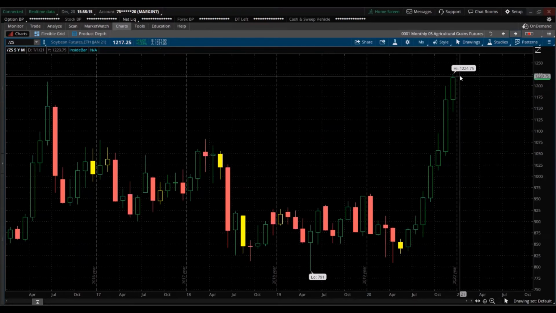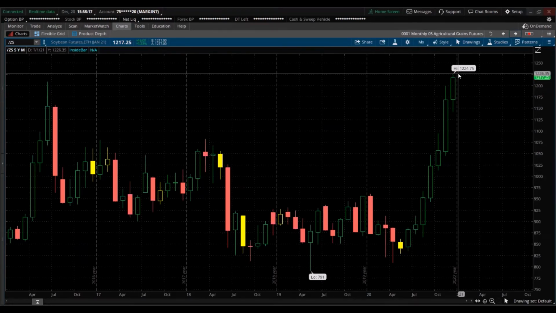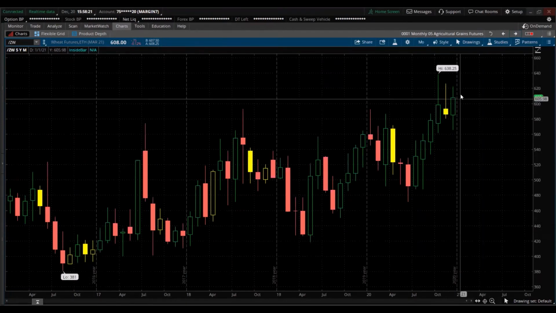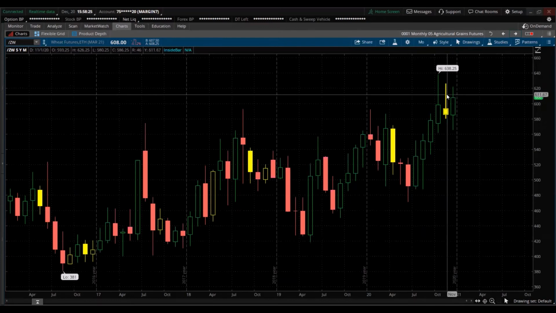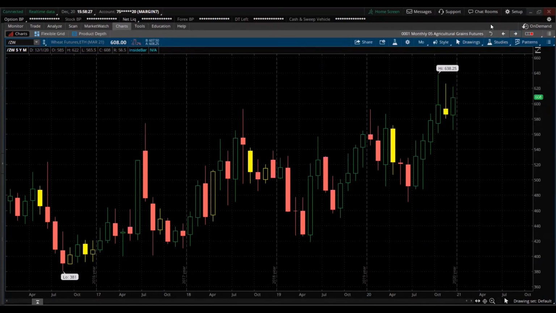Soy, all-time high for the year. Huge demand for that. Wheat futures, just shy of the all-time for the year right there. Still gunning higher. Your food products, your pastries, your breads, costing more money.